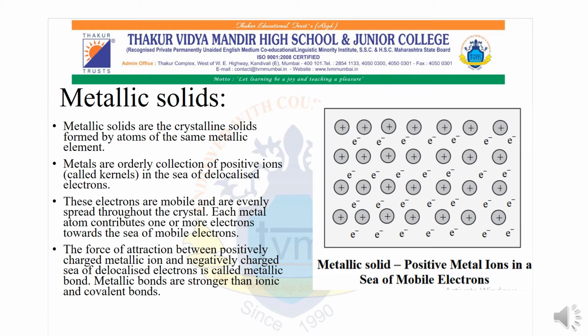Metallic solids are crystalline solids formed by atoms of the same metallic element. Metals are an orderly collection of positive ions in a sea of delocalized electrons. These electrons are mobile and are evenly spread throughout the crystal. Each metal atom contributes one or more electrons towards the sea of mobile electrons. The force of attraction between these positively charged metallic ions and the negatively charged sea of delocalized electrons is called the metallic bond. Metallic bonds are stronger than ionic and covalent bonds.